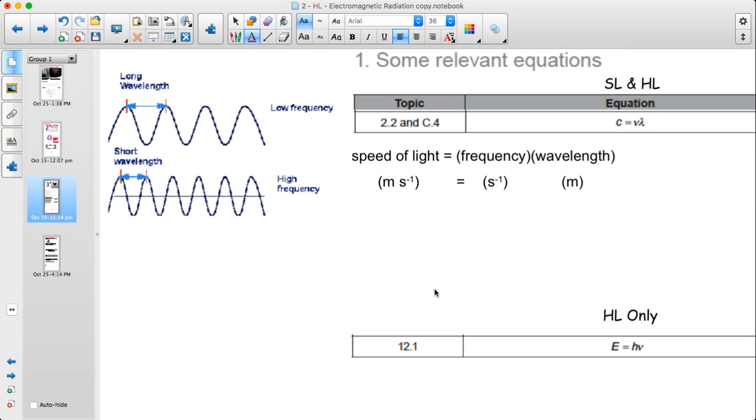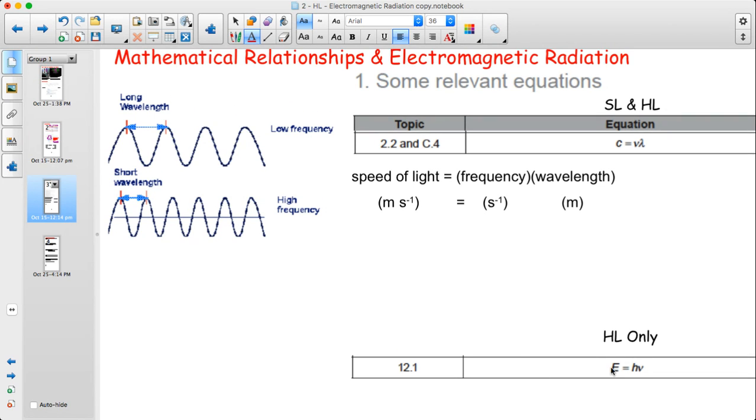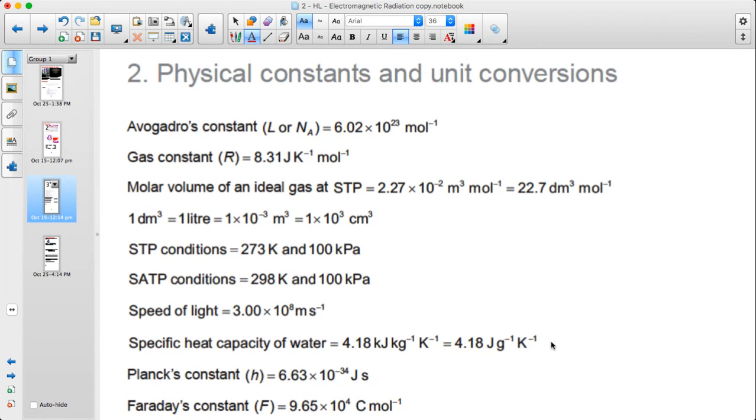In the HL class, there's another equation down here, topic 12, the HL portion of atomic structure. There is an equation that allows you to calculate the energy of a photon of light, a particle of light, based on its frequency. So the frequency is ν, h is called Planck's constant, and E is the energy of that light. If you look down at the bottom here, here's the table of constants.